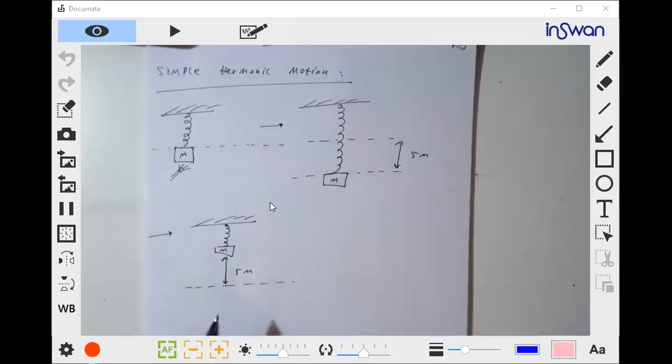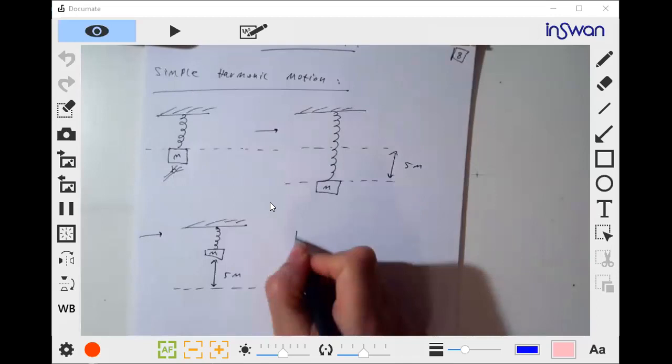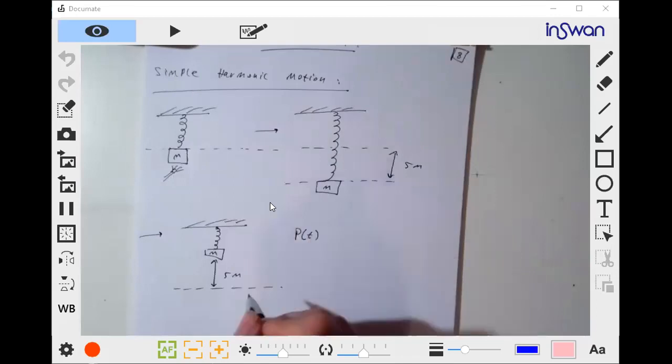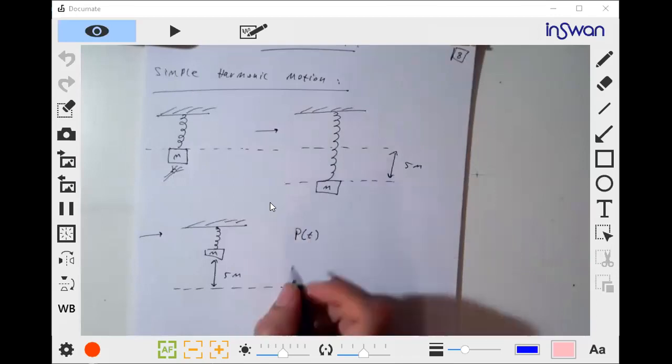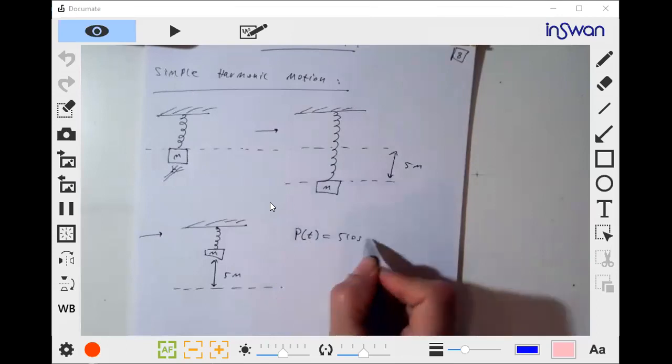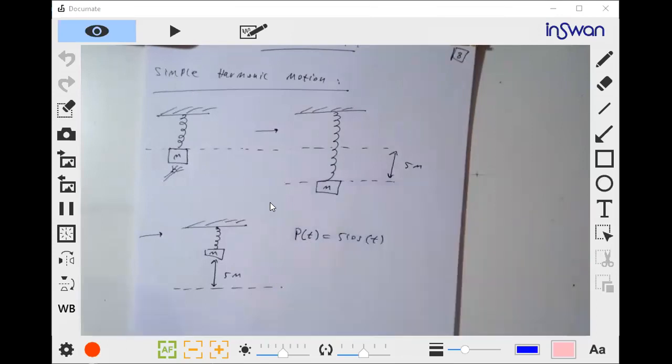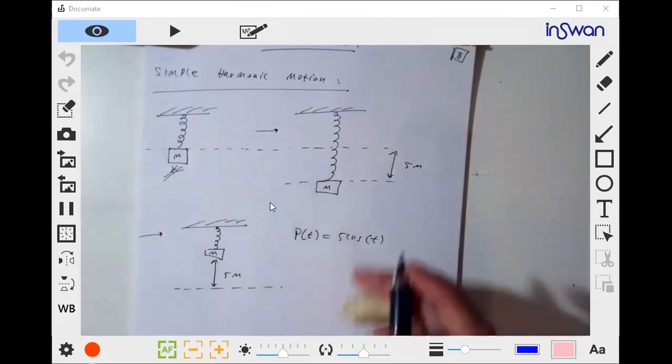So how do we model this kind of behavior? Well, we could say that the position function with respect to time, P of t, of the mass is equal to 5 cosine of t. All right. Let's see what we mean by this. Let's plug in various values for t.